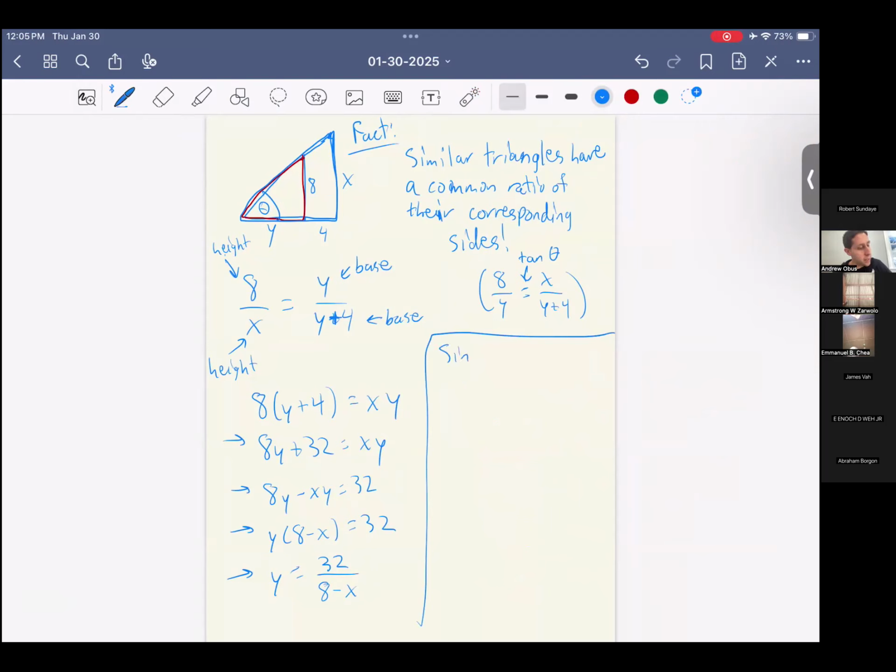So since the length squared equals x squared plus 4 plus y squared, we have now that the length squared is equal to x squared plus, so what is this? 4 plus 32 over 8 minus x, squared, right?